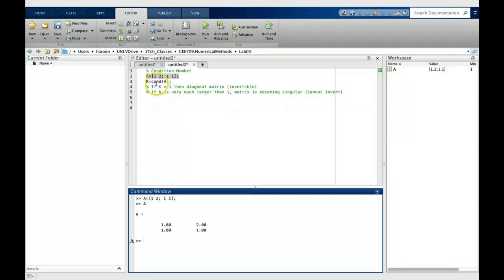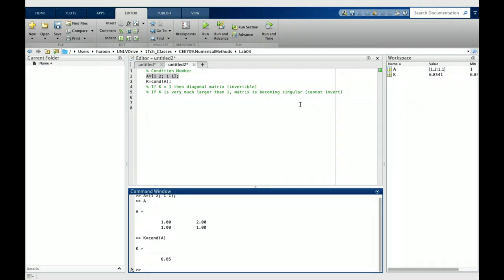The function COND can be used to find the condition number of this matrix, and you can see it's 6.85. If the matrix is a diagonal matrix, then the condition number is 1, and as you start putting in some off-diagonal terms, the condition number starts to increase. But if the condition number becomes very large compared to 1, then the matrix is becoming more and more singular, which means it's not invertible.